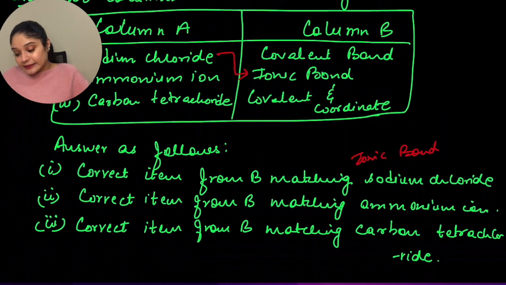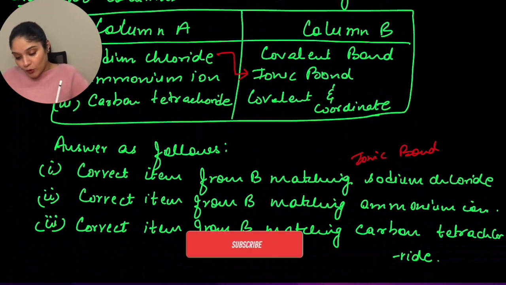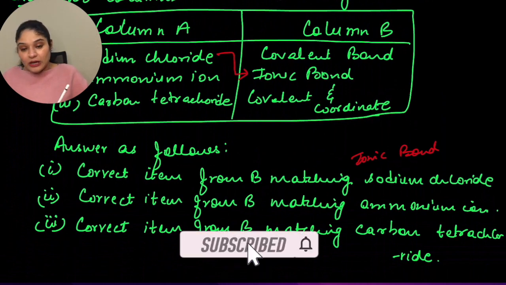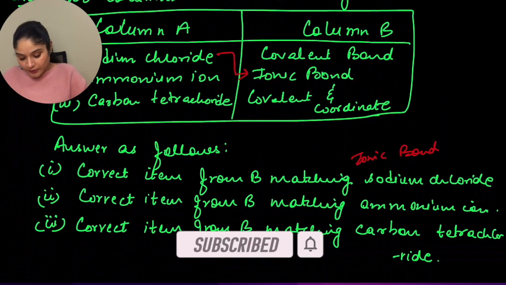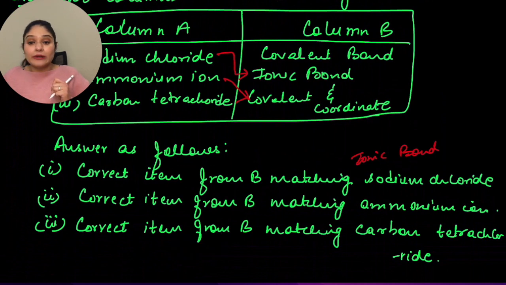Then the next is correct item from B matching ammonium ion. So ammonium ion will have a covalent and coordinate bond. We just did the structure of it. So you'll have the answer as covalent and coordinate bond. Then correct item from B matching carbon tetrachloride. So carbon tetrachloride is a typical covalent compound. So you'll match it up with covalent bond.